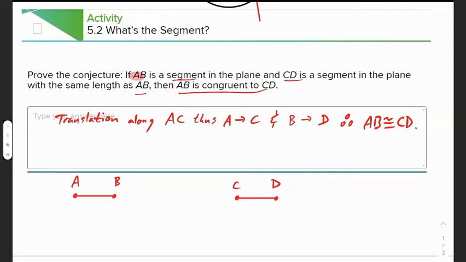What about a rotation? What about a reflection? Would those also work? This idea right here should work just fine with the idea of a translation.